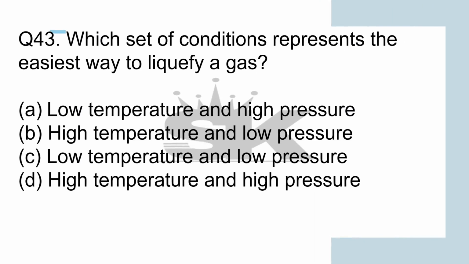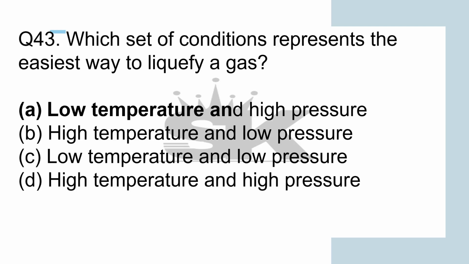Which set of conditions represents the easiest way to liquefy a gas? Answer is low temperature and high pressure. Gases can be liquefied by three general methods. The first one is by compressing the gas at a temperature less than its critical temperature. The second one is by making the gas do some kind of work against an external force, causing the gas to lose energy and change to liquid state. And the third one is by using the Joule-Thomson effect.